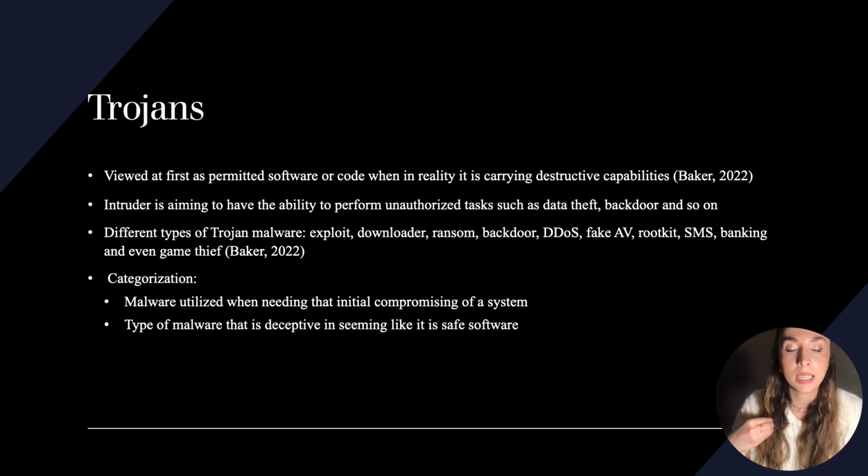The next one we're going to discuss is Trojans. They are viewed at first as permitted software or code when in reality they carry destructive capabilities, according to Baker 2022. The intruder is aiming to have the ability to perform unauthorized tasks such as data theft, backdoor, and so on. The different types of Trojan malware can be exploit, downloader, ransom, backdoor, DDoS, fake AV, rootkit, SMS, banking, and even game thief, according to Baker 2022. The categorization here is malware utilized when needing that initial compromising of a system, the type of malware that is deceptive in seeming like it is safe software.